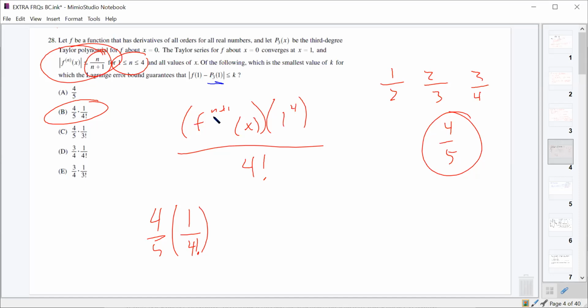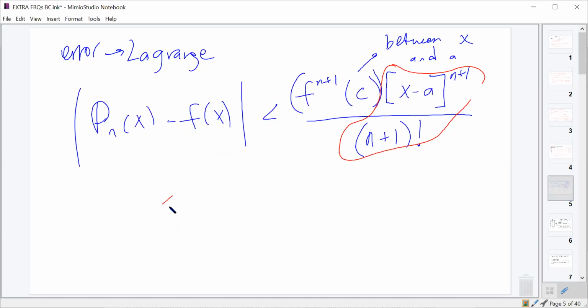Or they might give you a function, for example, like sine of x. Well, if f of x is sine of x, what do you know about the derivatives of sine of x? No matter what degree you go to, they're always less than or equal to 1, in absolute value. So the largest possible value will always be 1 up here, for something like sine x or cosine x.